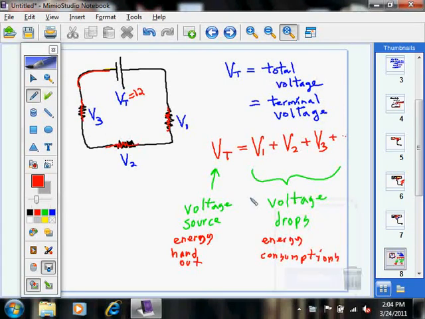Okay, so we have our first series circuit formula. The total voltage source is equal to the sum of the voltage drops.